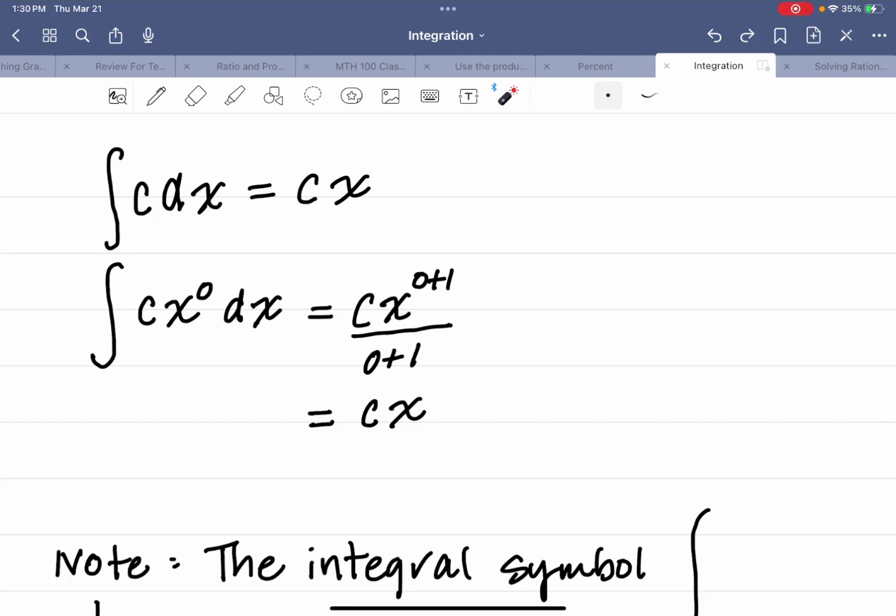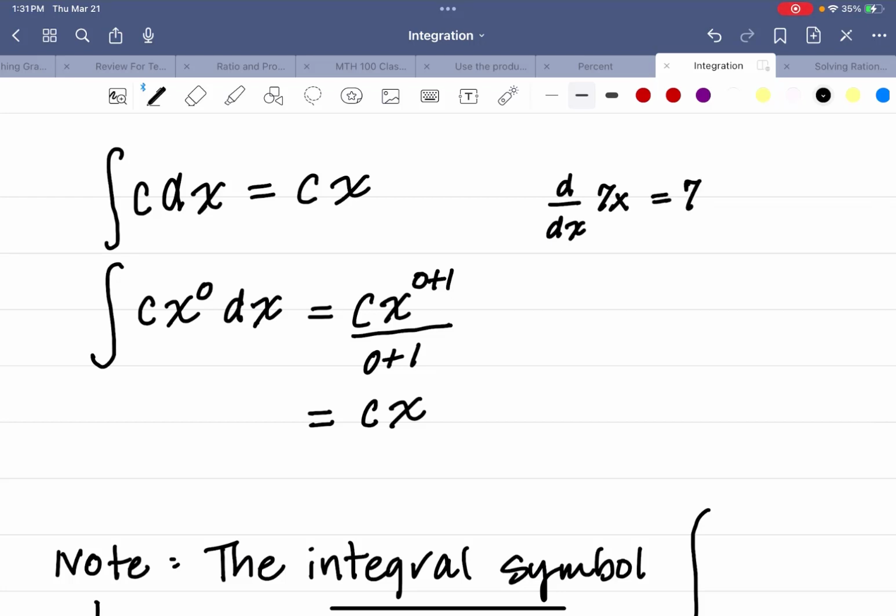Well, same power rule. C times x to the 0, because look, x to the 0 is 1. So when there's no x, it's really a base x to the power of 0. We add 1 to that power 0, we get a 1. We divide by the new power 0 plus 1. And look, we get c x to the 1 over 1. So it's just cx.